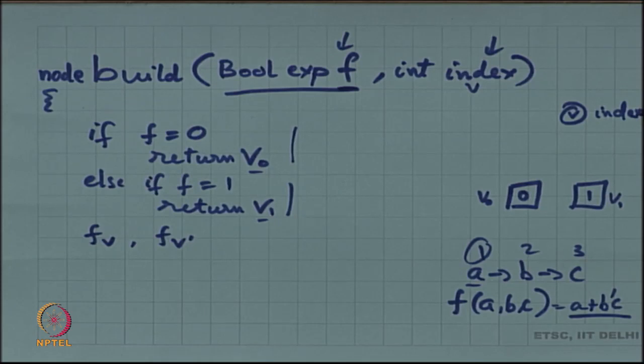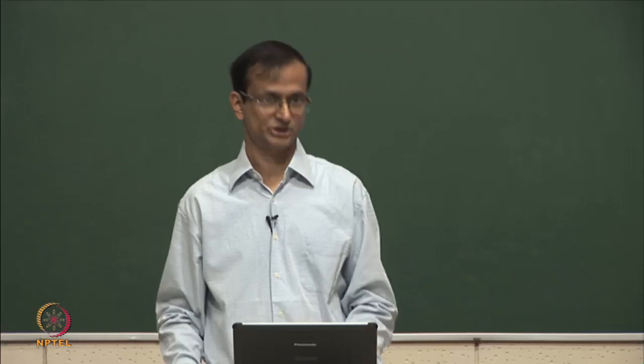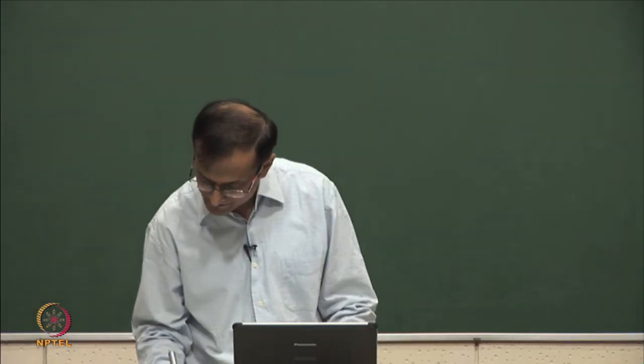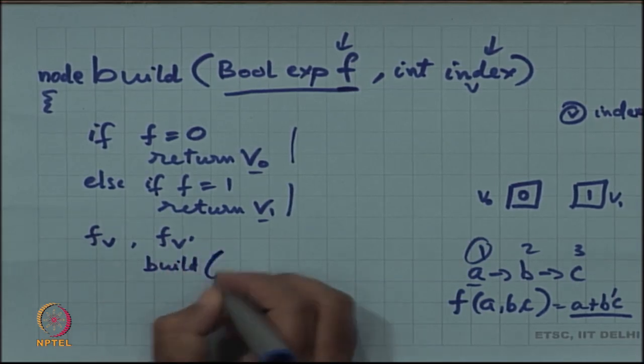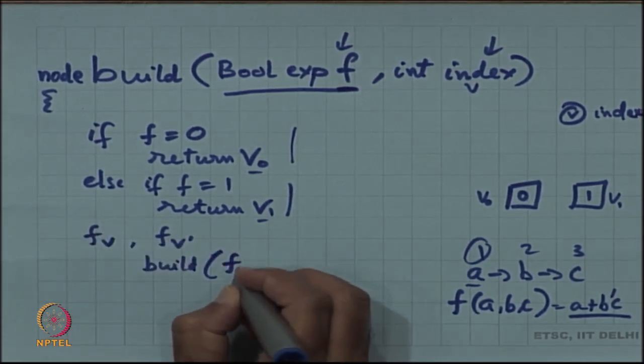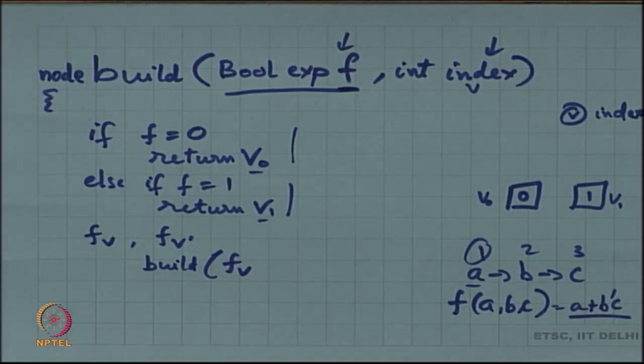Then what? Then I call this build routine again on those expressions. So, I should have build, now I give f v, the cofactor of f with respect to v, with what index?